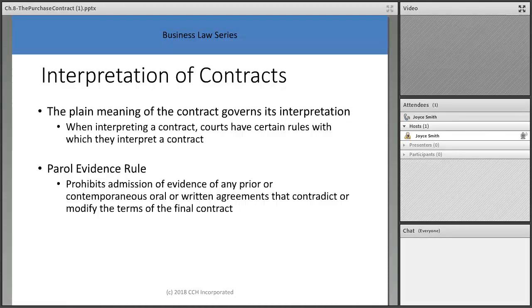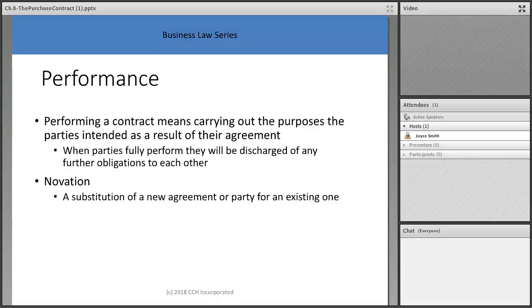Parole evidence rule. Prohibits admission of evidence of any prior contemporaneous oral or written agreements to contradict or modify the terms of the final contract. So we've been talking, we've done everything. We might have signed paperwork. We might have had verbal agreements. We might have done everything. But when we finally put it in writing, it's a little bit different. Parole evidence rule says we don't care what you did prior. The final contract is what's going to govern how this is going to be ruled.